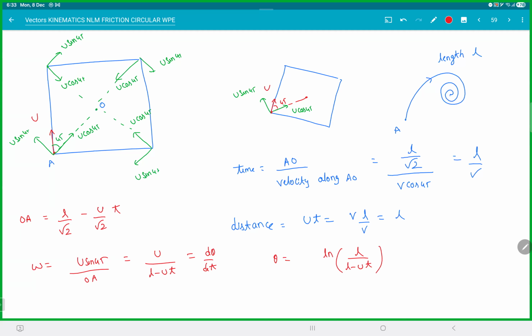Something like this you will get. You can integrate this and you can get theta from there. So minus 1 by u will go off, ln L minus ut, put 0 to t. When you put 0, you'll get ln L, and when you put t, you'll get ln(L minus ut). That's your angle as a function of time t, for t less than L by v though, because after L by v they're going to meet, and the formula won't be valid anymore. Is that clear, everyone?